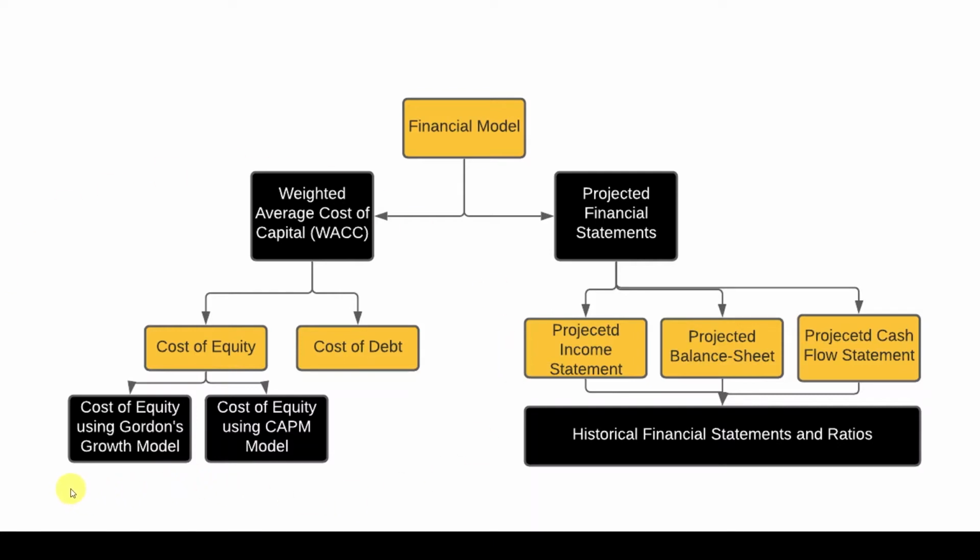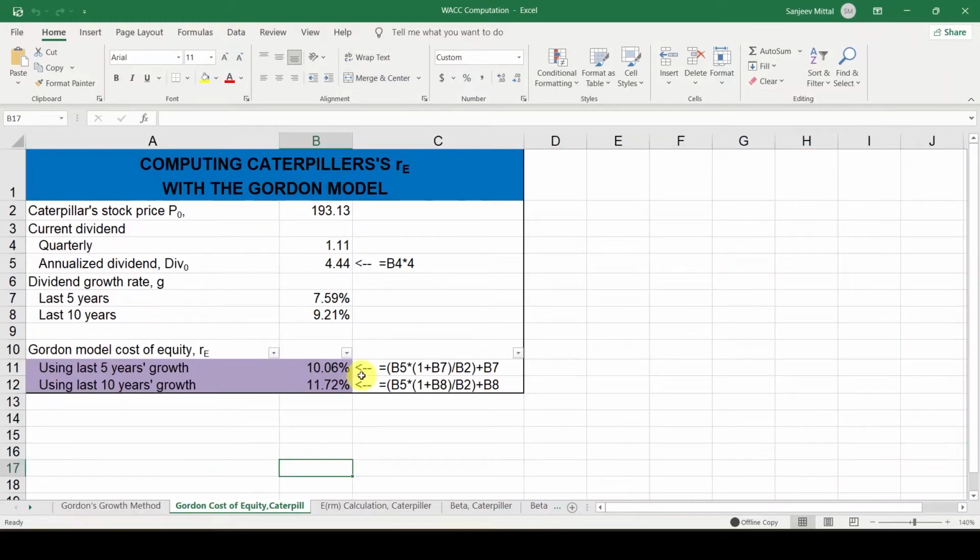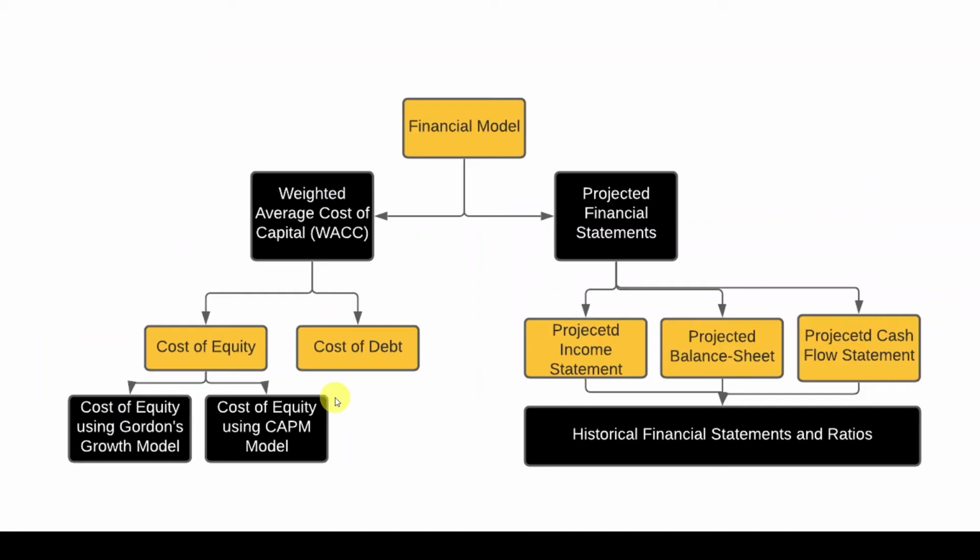So we shall start our discussion with finding the cost of equity using Gordon's growth model. We will prepare one Excel sheet which shall reflect the Gordon's growth model. Inside this Excel sheet, we shall find our dividend growth rate first. Once we have found our dividend growth rate, we shall find our cost of equity using Gordon's growth model. Once we have done that, we will find our cost of equity using the CAPM model.